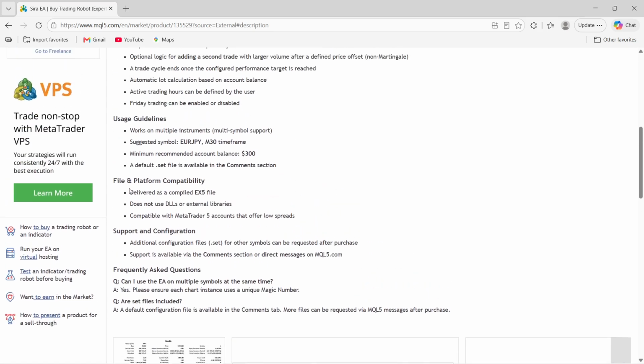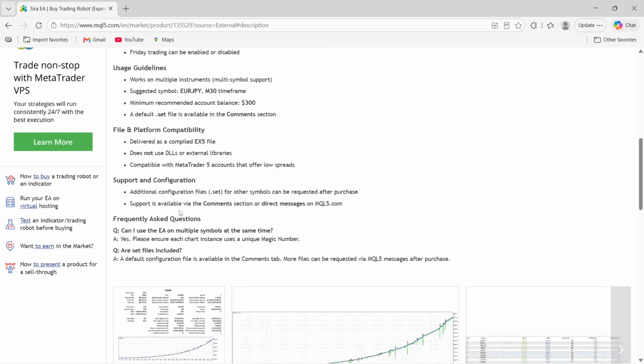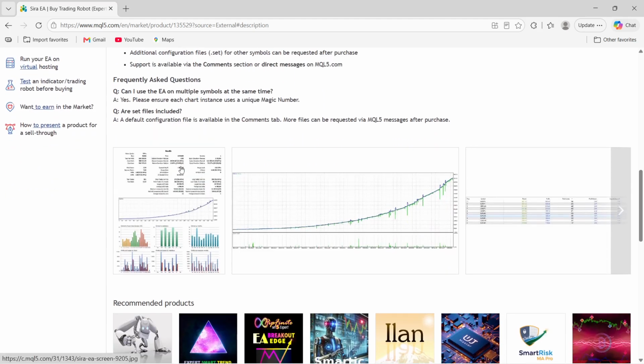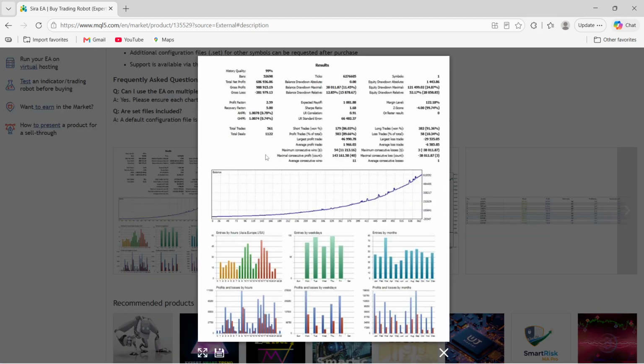Okay, so as for the file and platform compatibility, it's delivered as a compiled EX5 file, does not use DLLs or external libraries, and is compatible with MetaTrader 5 accounts that offer low spreads. Alright, so let's get into the developer's test results.